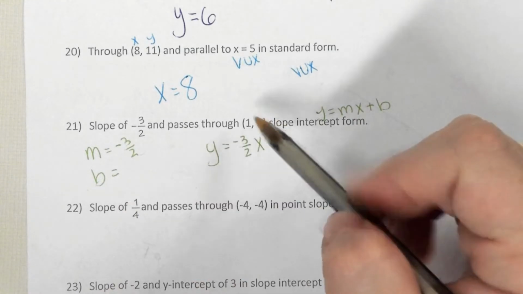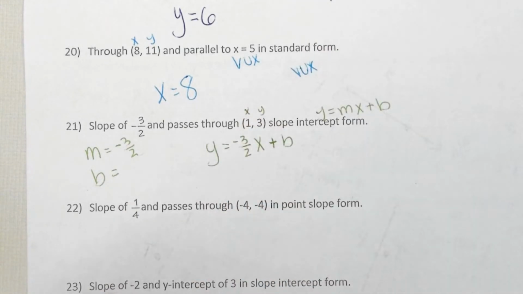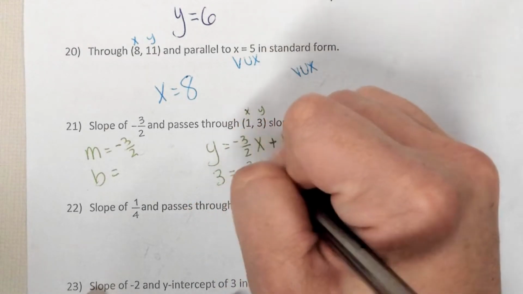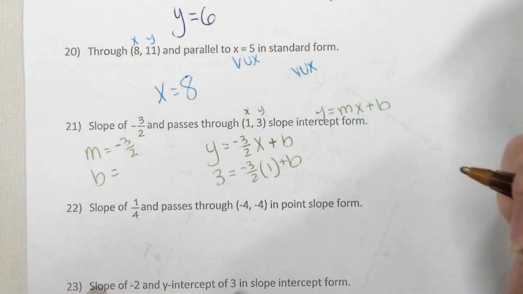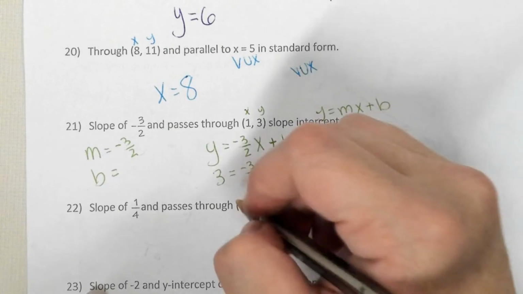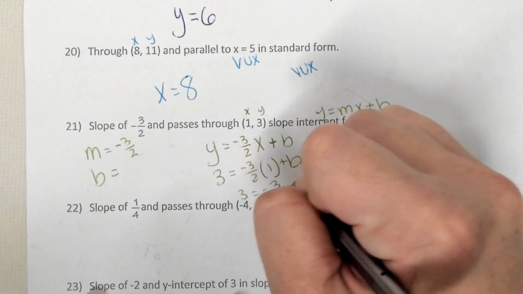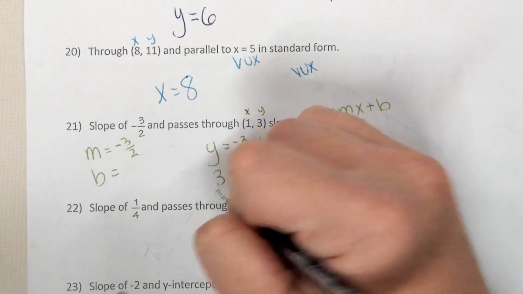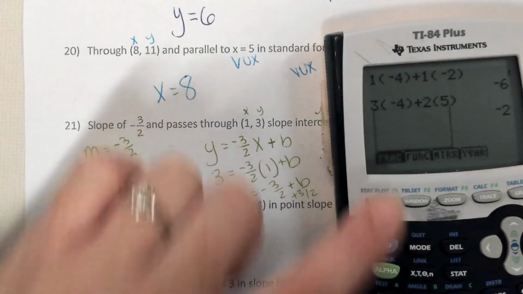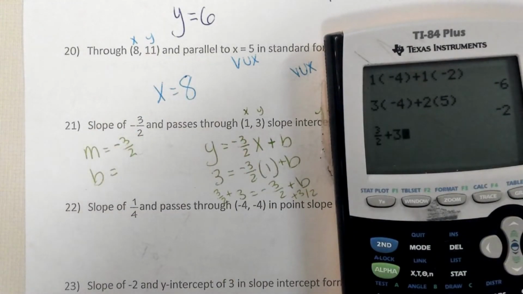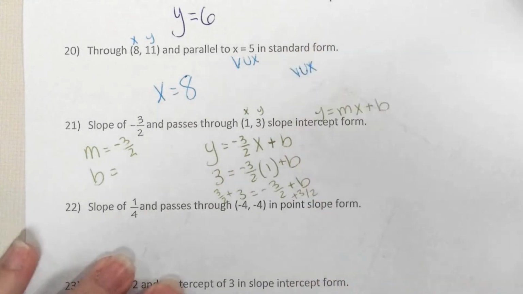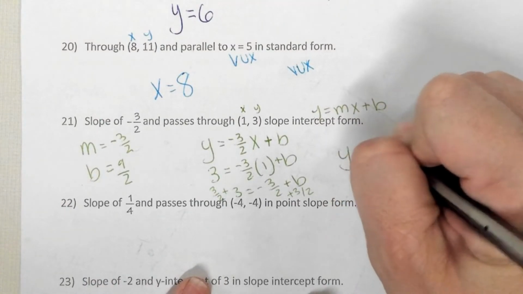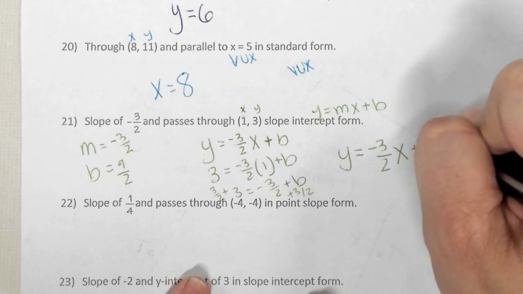Well, I know a point. This is my x, this is my y, so I'm going to plug it in and solve for b. So y is 3 equals negative 3 over 2 times 1 plus b. Well, what's negative 3 over 2 times 1? Yeah, it's just negative 3 over 2. And how do I get rid of a negative 3 over 2? I'm going to add 3 over 2 to both sides. And this is where your calculator is awesome. Alpha y equals, enter 3 over 2 plus 3 gives me 9 over 2. So I know my y-intercept is 9 over 2. So I get y equals negative 3 over 2x plus 9 over 2.